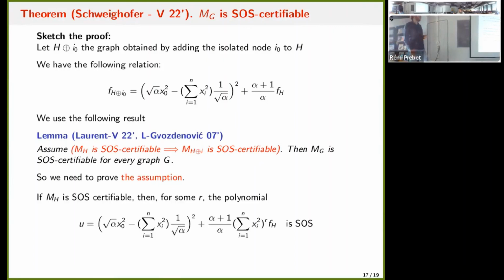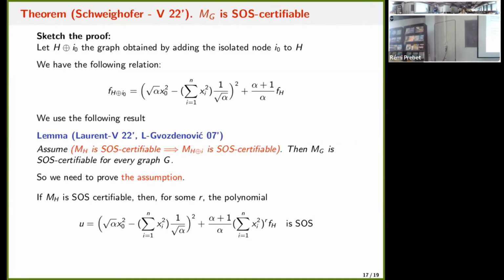And then if MH is SOS certifiable, what does it mean? Maybe I'm going to write here what it means. MH is SOS certifiable if the polynomial fh times this, for some r, is a sum of squares.